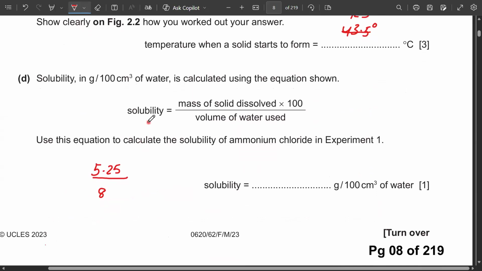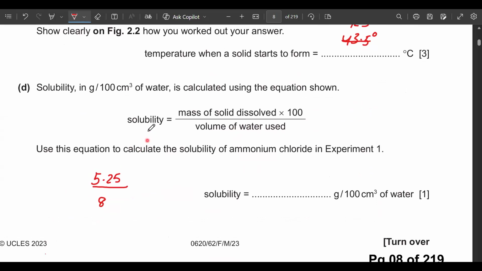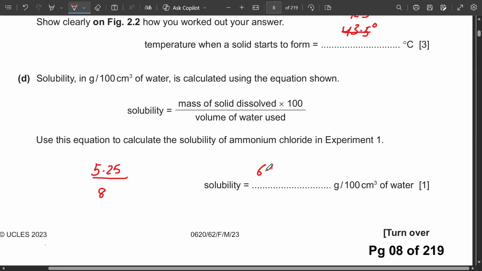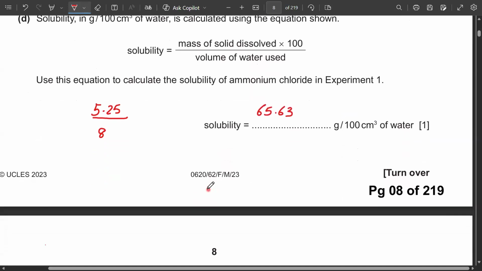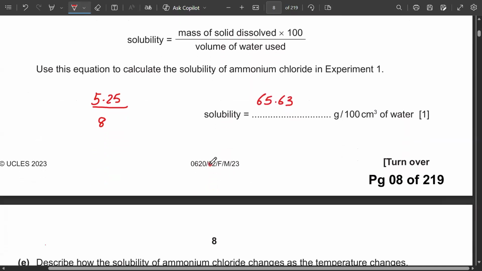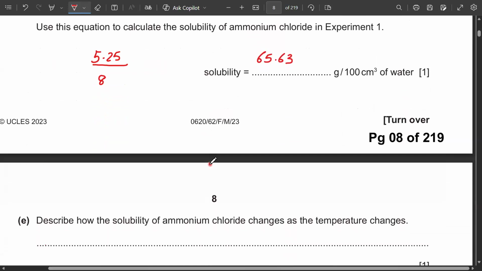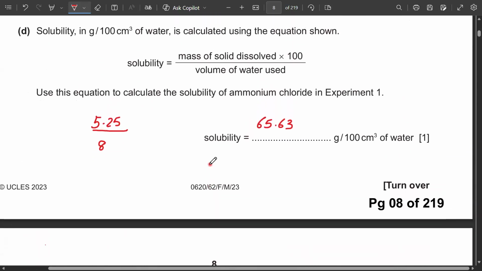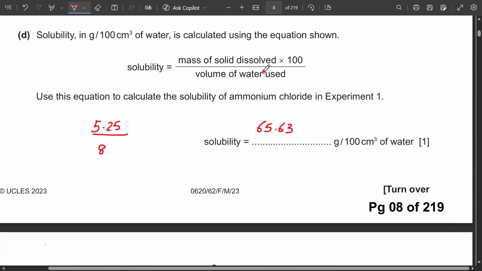You can either write 65.63. That will be sufficient. That's your answer. Wait a second. Yeah, we have to multiply that value as well. So multiply the value.